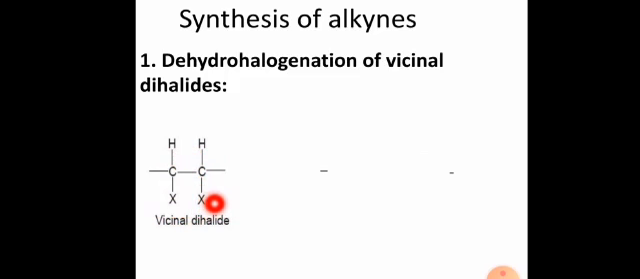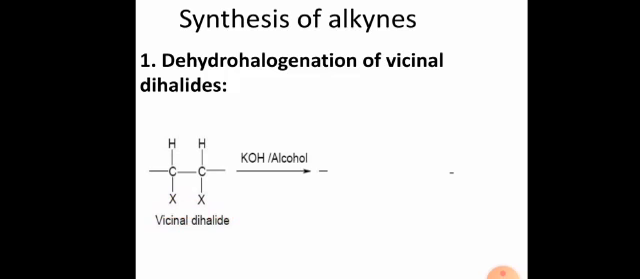The general representation of a halogen is basically X. It could be chlorine, bromine, or even iodine. Now you can see these X and X are on adjacent carbon atoms. That's why we use the term vicinal, but they are two in number, so dihalides, right? Vicinal means adjacent, di means two, halides means halogens. So they are basically alkyl halides, but they are dihalides.